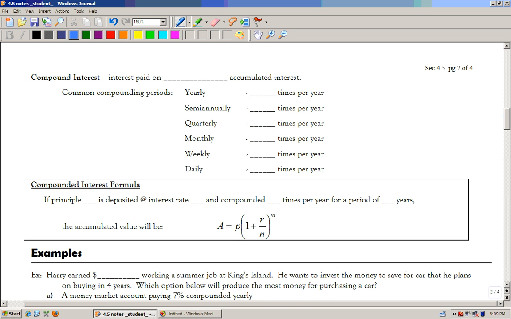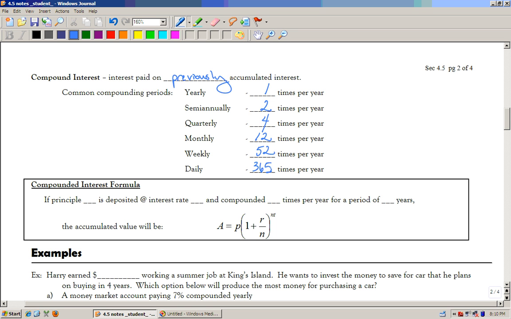We'll skip these examples and we'll move to compounded interest. Compounded interest is interest paid on previously accumulated interest. Basically, you're getting interest upon interest. So if you're compounding yearly or annually, that happens one time a year. Semi-annually is twice a year. Quarterly is 4 times a year. Monthly, there's 12 of those in a year. Weekly is 52 times a year. And daily would be 365 times a year.